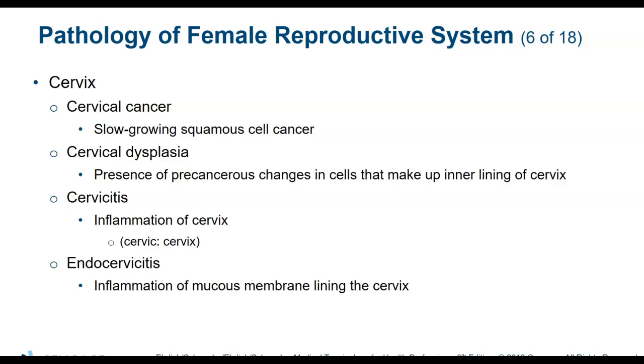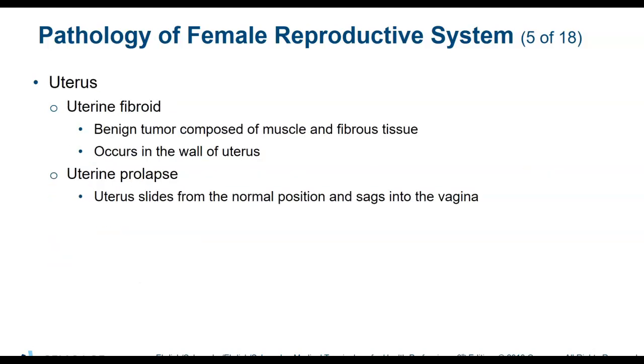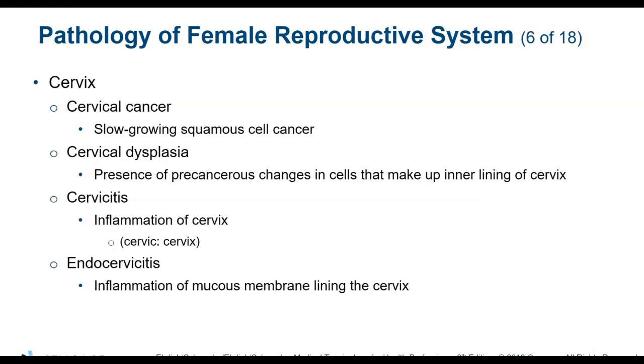Cervical dysplasia is the presence of precancerous changes in the makeup of the inner lining of the cervix. So you may hear, well, there is some dysplasia going on, we need to do another pap smear in 6 months. That's why. They may have found some precancerous changes and they want to watch that a little bit closer. Cervicitis is the inflammation of the cervix, and endocervicitis is the inflammation of the mucous membrane lining the cervix.